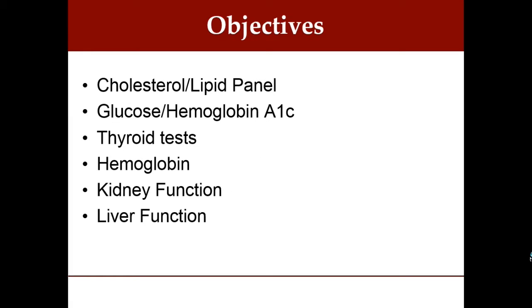So today I'm hoping to cover several different types of blood tests. We're going to start with cholesterol, which is otherwise known as a complete lipid panel. Then we're going to go on to cover glucose, otherwise known as blood sugar, and also cover a test called the Hemoglobin A1C. And that's a specific test that we're now using more commonly to screen for diabetes. We're also going to cover thyroid function tests, hemoglobin and hematocrit, which is commonly used to screen for anemia. And then we're going to finish up with talking about kidney function, as well as talking about liver function.